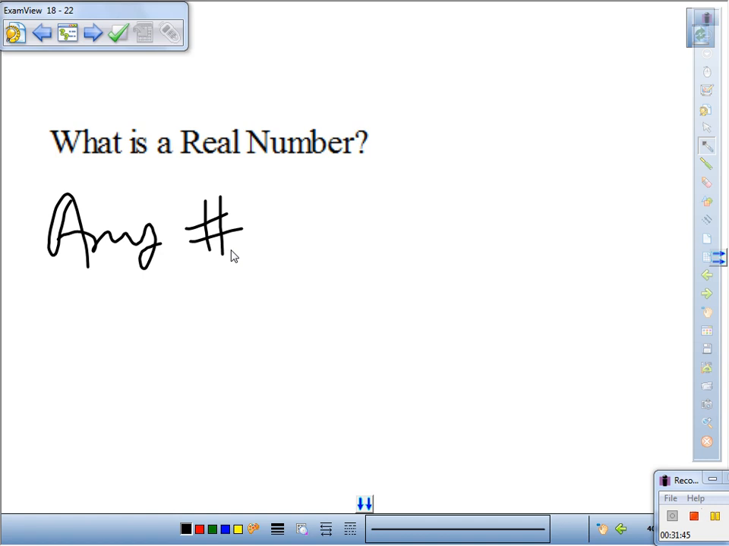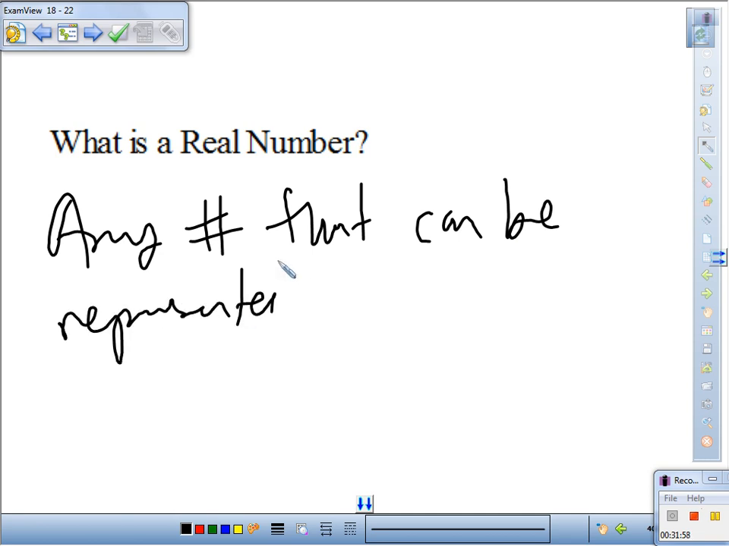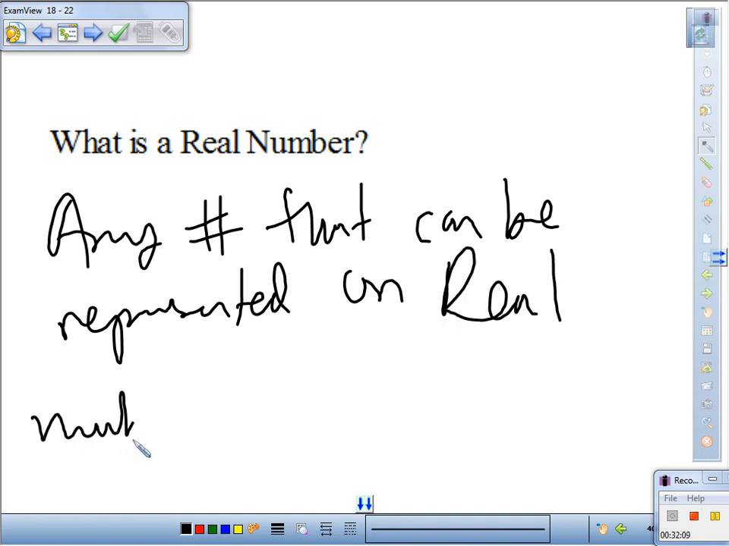Real numbers. Any number that can be represented on, check this out, some of you just wrote number line. Is that correct? No, it has to say what? Real number line. If it says just number line, then I'm going to dock you a point because we understand now that we have real numbers and imaginary numbers. Is that correct? All right.